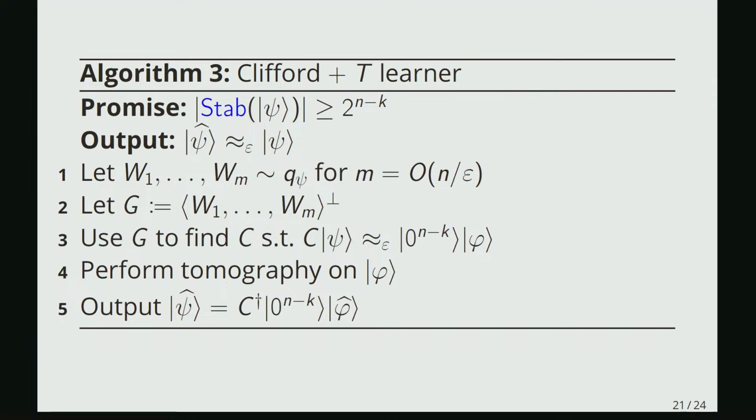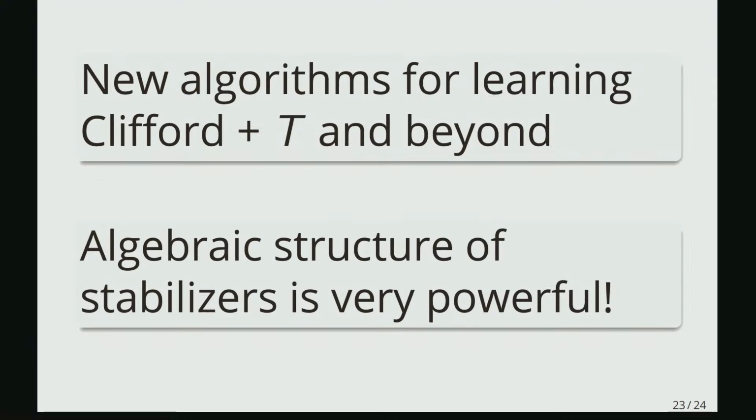Okay, so that about summarizes how the algorithms work. Just to briefly recap, we give new algorithms for learning these Clifford+T states and other states that generalize the stabilizer group. I think what's quite remarkable about these algorithms is how operationally simple they are. Really all the work is just in the analysis, but the algorithms themselves are quite simple. And I think the main take-home message is that even for these states that generalize stabilizer states, the algebraic structure of stabilizers and polymatrices is very powerful. And I think I will leave you with that. So thank you.